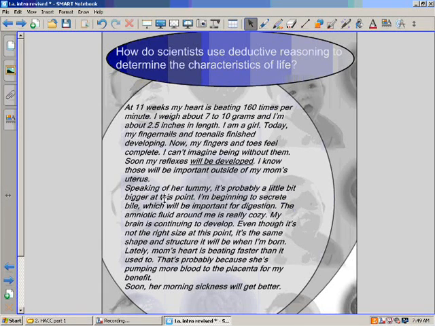So here again, notice some things that relate back to the characteristics of life. Reflexes will be developed. So this speaks to growth and development, as well as reaction in the environment, the ability to respond to changes in the environment. Also, the brain is continuing to develop. It speaks to the physical as well as mental maturity.